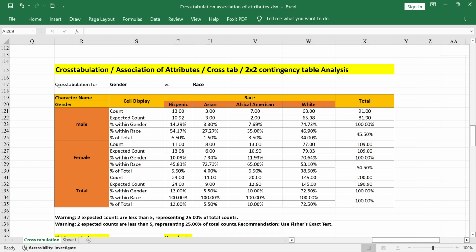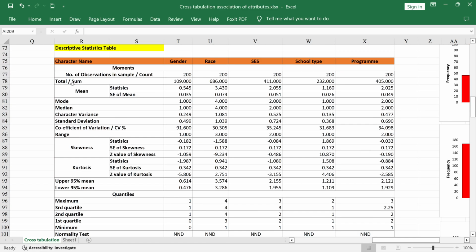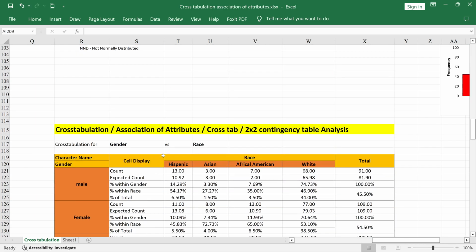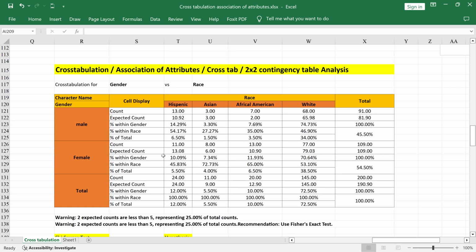So see it one by one. In the previous session we already discussed descriptive statistics and everything regarding this. Now we are going to discuss cross tabulation and association of attributes, or cross tab, or contingency table analysis. In that you can have different types of contingency tables as well, so just focus on what exactly you will get.